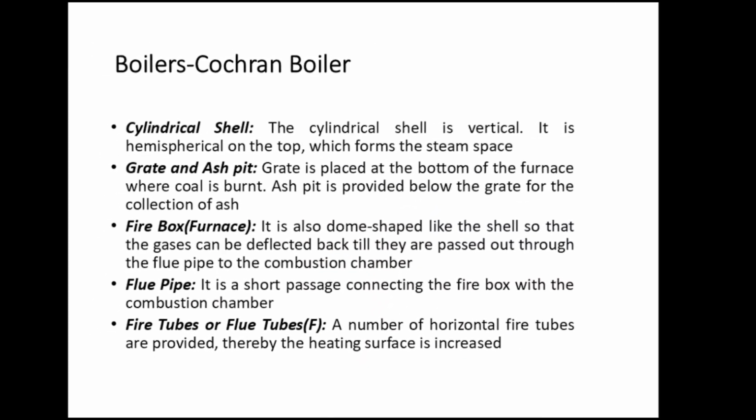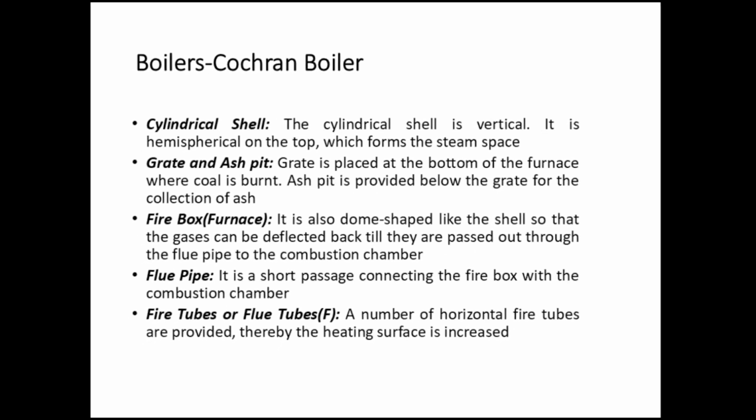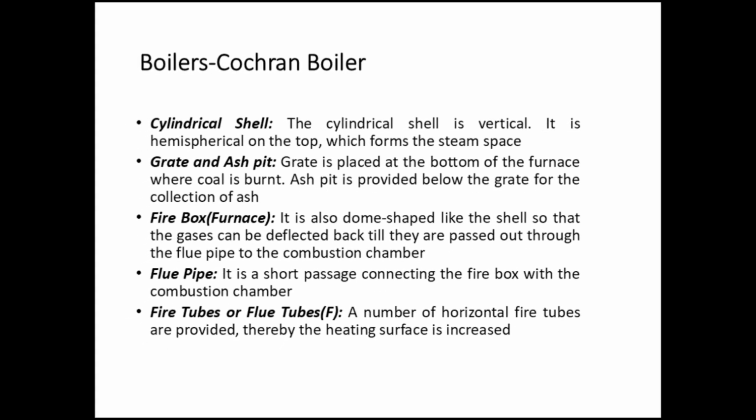Boilers. Cochran boiler. Cylindrical shell. The cylindrical shell is vertical. It is hemispherical on the top, which forms the steam space. Grate and ash pit. The grate is placed at the bottom of the furnace where coal is burnt. The ash pit is provided below the grate for the collection of ash.